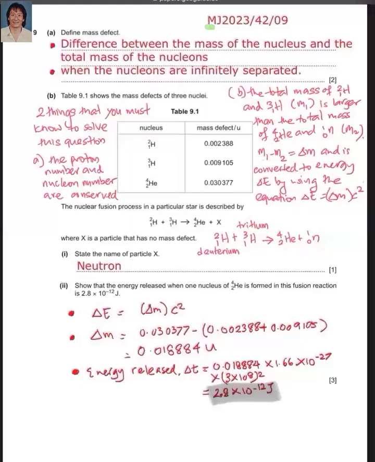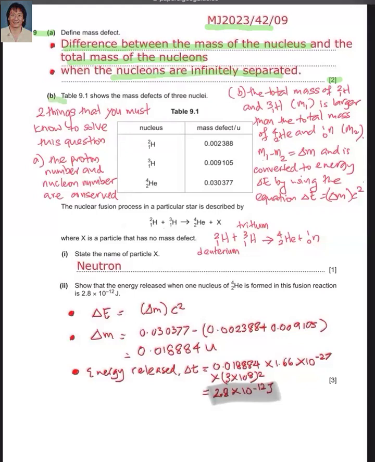This is a May-June 2023 variant 42 question. Number 9A carries 2 marks. You have to define mass defect. Mass defect is defined as the difference between the mass of the nucleus and the total mass of the nucleons when the nucleons are infinitely separated.